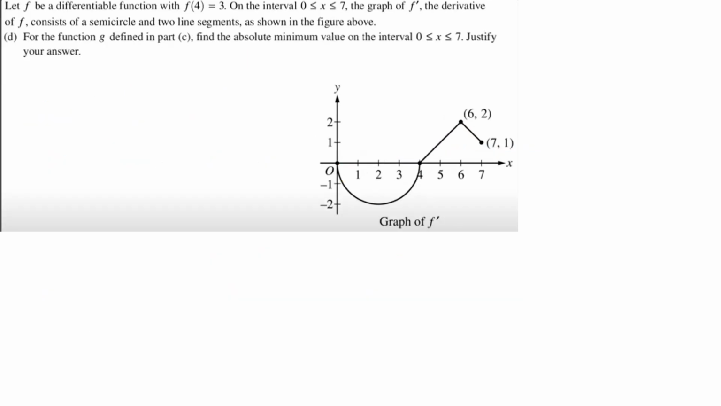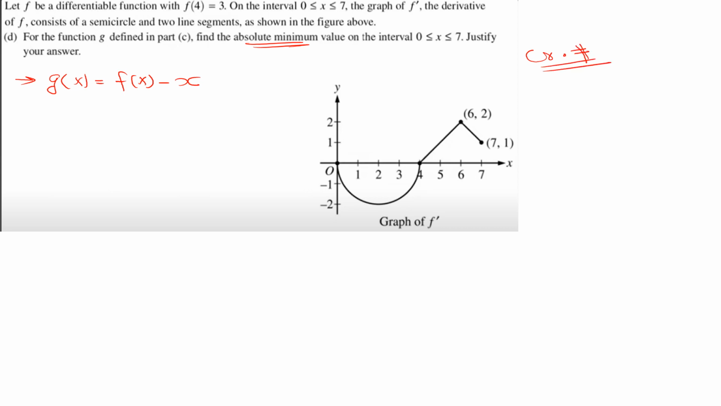So in part B, for the function g defined in part C, find the absolute minimum on the interval 0 to 7, and justify your answer. So what do we have to do? First of all, remember that we already know from our previous parts that g of x is actually f of x minus x. And we know that in order to find any kind of extrema, minimum and maximum values, first of all, we have to calculate the critical points or critical numbers.